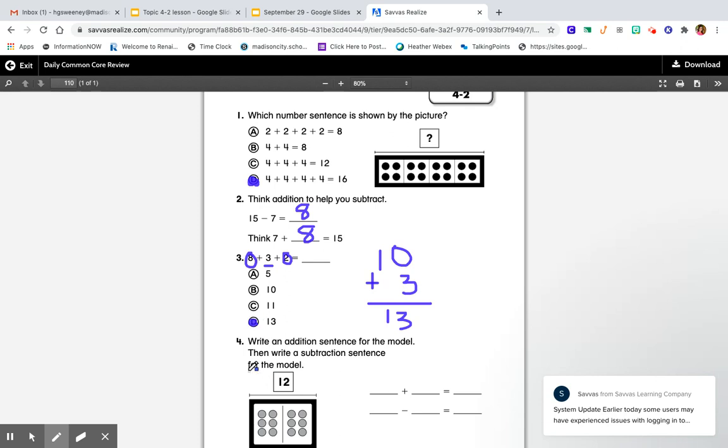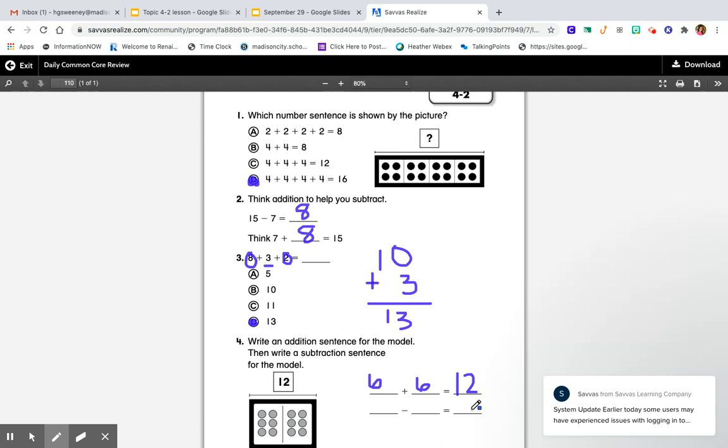All right, number 4, write an addition sentence for the model, then write a subtraction sentence for the model. So we have a part, part, whole map. In the first part, I have 1, 2, 3, 4, 5, 6. So in my first part, I'm going to put 6. Plus my second part also has 6. So I'm going to write 6 equals the whole. And here it already tells me my whole is 12.